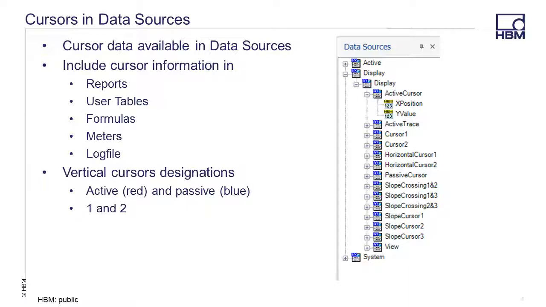These values can be used anywhere in Perception that accepts scalar values, including reports, user tables, formulas, meters, and the log file. Note that there are two ways you can refer to the vertical cursors: active and passive, or as cursor 1 and cursor 2. The active cursor is the red cursor. It is the one that was used most recently. The passive cursor is the blue cursor.